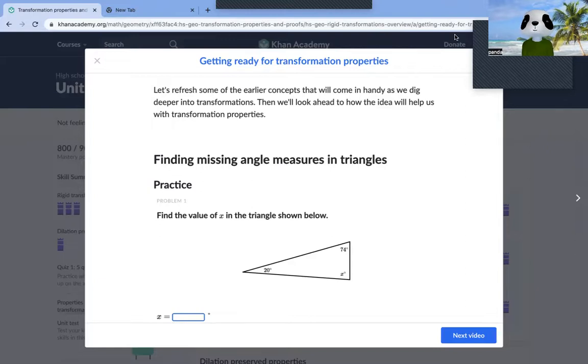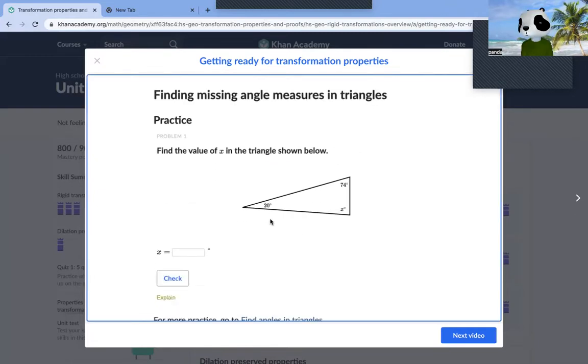So let's begin. Let's refresh some of the earlier concepts that will come in handy as we dig deeper into transformation. Then we'll look ahead to how the idea would help us with transformation properties. Finding missing angle measurements in triangles. Practice problem 1. Find the value of x in the triangle shown below.